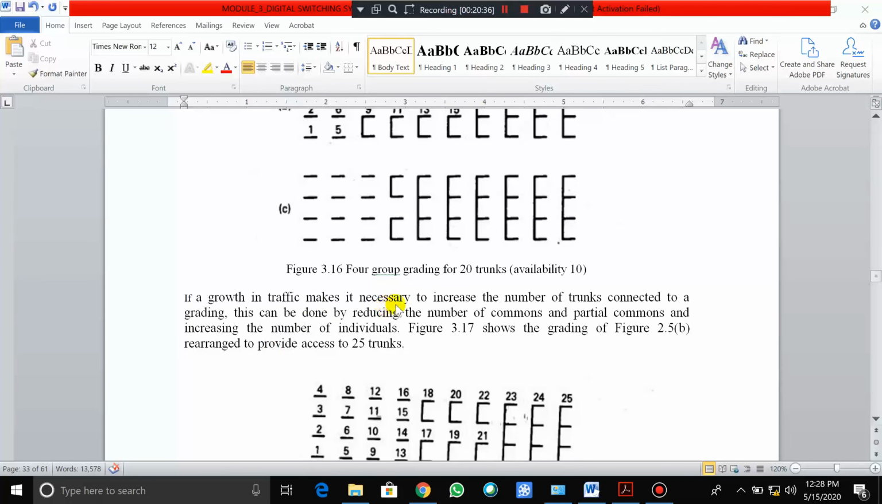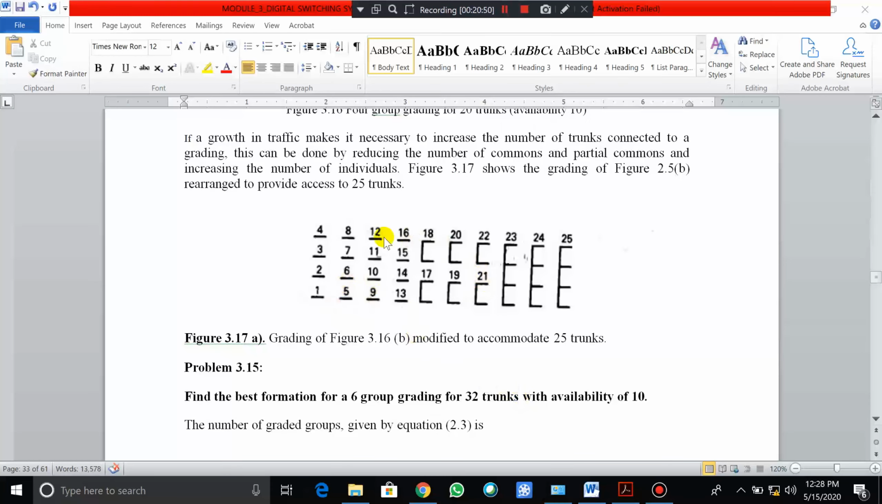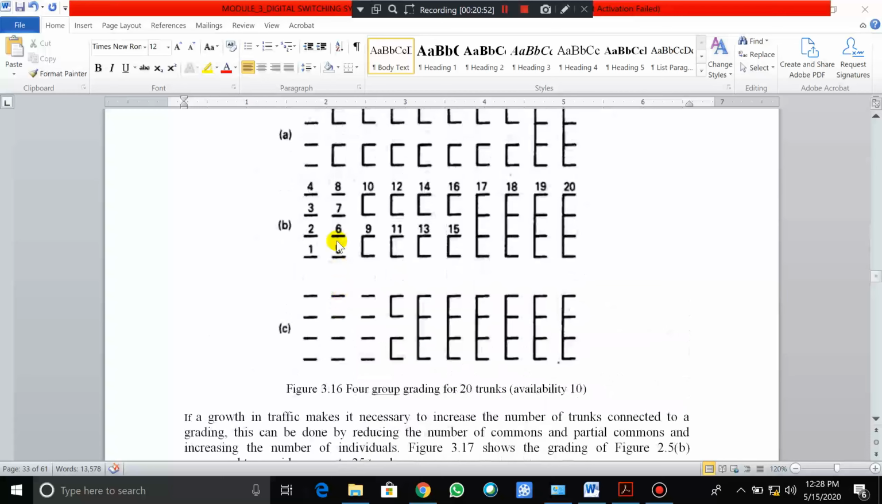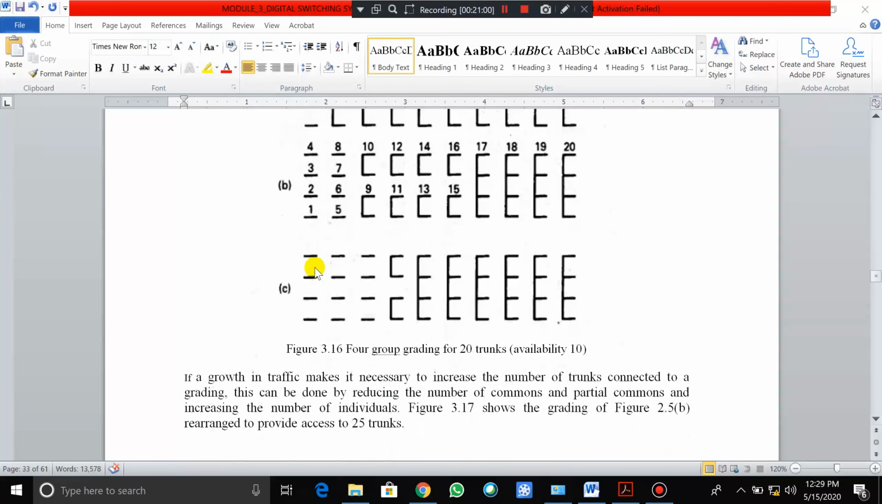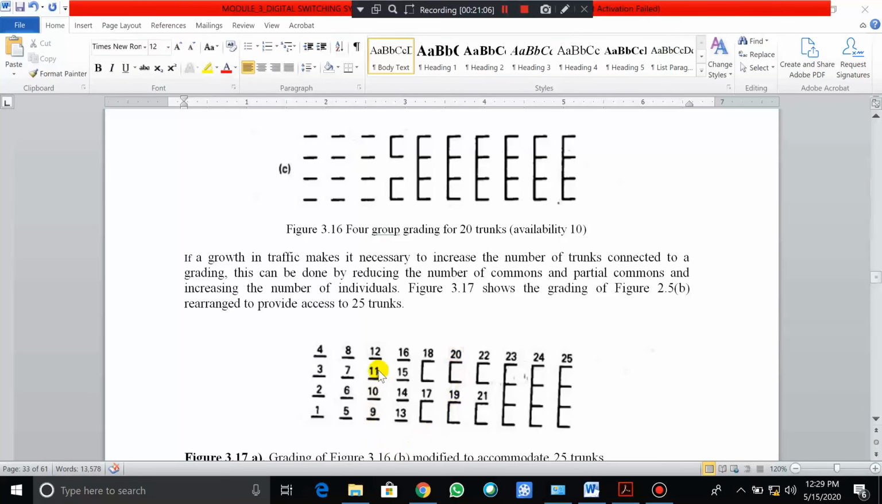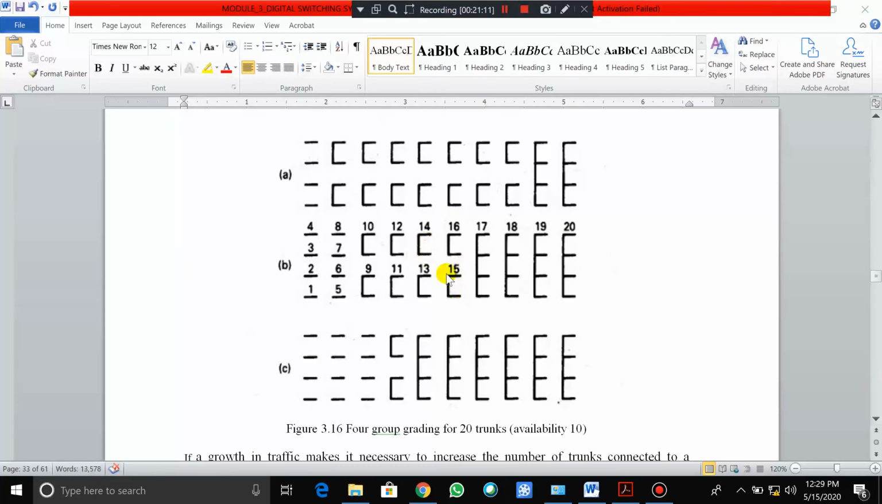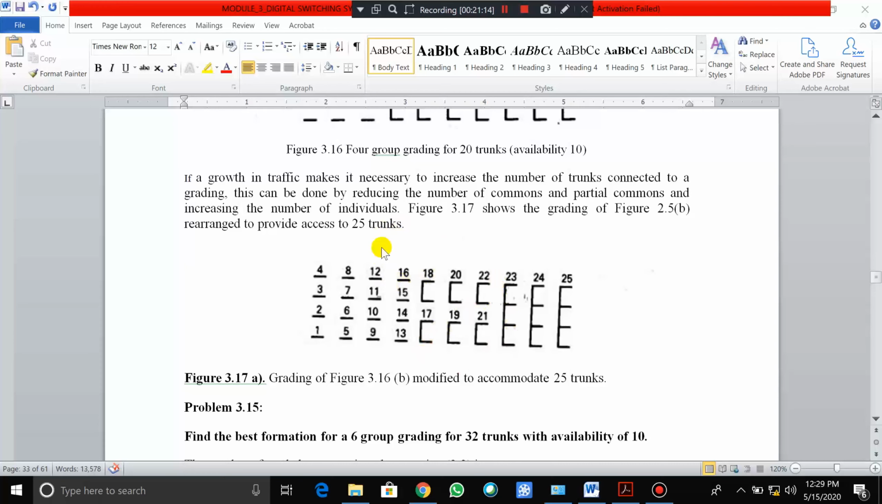If the growth of the traffic makes it necessary to increase the number of trunks connected to the grading, this can be done by reducing the number of commons and partial commons, and increasing the number of individuals, which is shown in the diagram below. So this is another diagram. Here small changes they have made, so you can notice. See here, for 9 and 10 they made it like this, but they are divided separately. This also they are divided separately, and later on they kept as it is. Okay, fine.